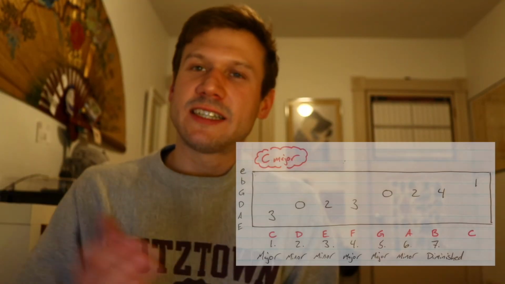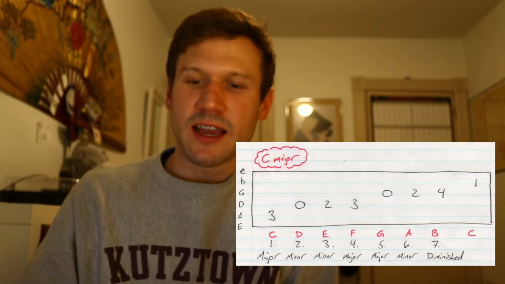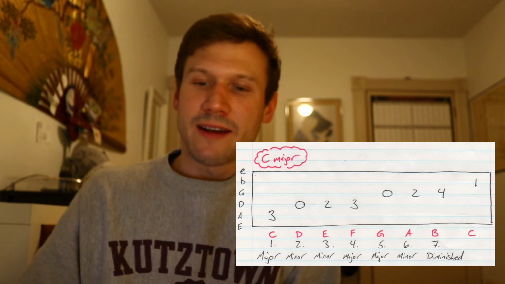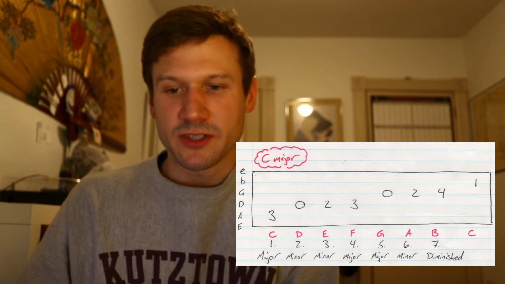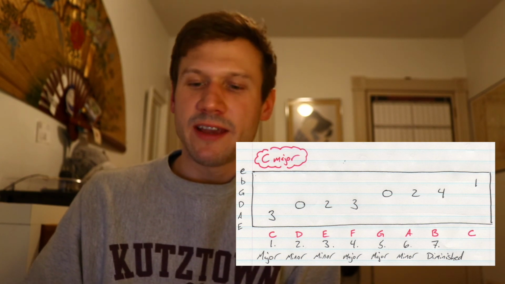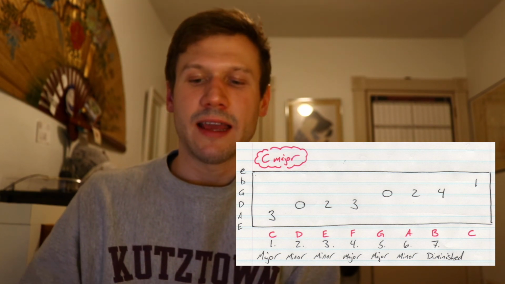Okay, and if we move over to C major, we know the notes in C major scale are C, D, E, F, G, A, and B. And the chord patterns tell us that the chords within this major scale would be C major, D minor, E minor, F major, G major, A minor, and B diminished.